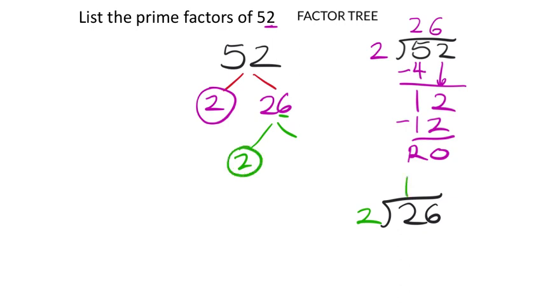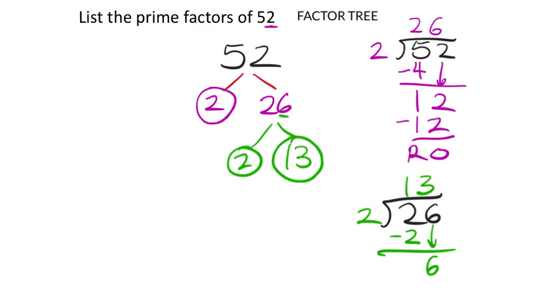Well, 2 goes into 2 once. 1 times 2 is 2. When I subtract, I got nothing remaining there, so I'll drop the 6. 2 goes into 6 3 times. And yeah, 13 we've already shown is a prime factor itself. Again, you could try to divide if you'd like, but it's not divisible by anything other than 1 and itself. So that is its prime factor.